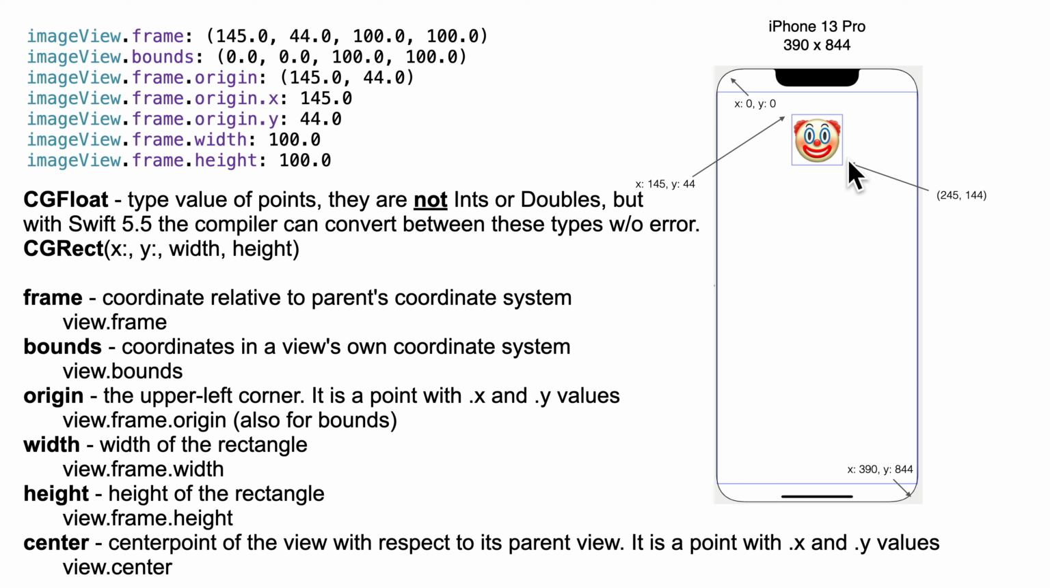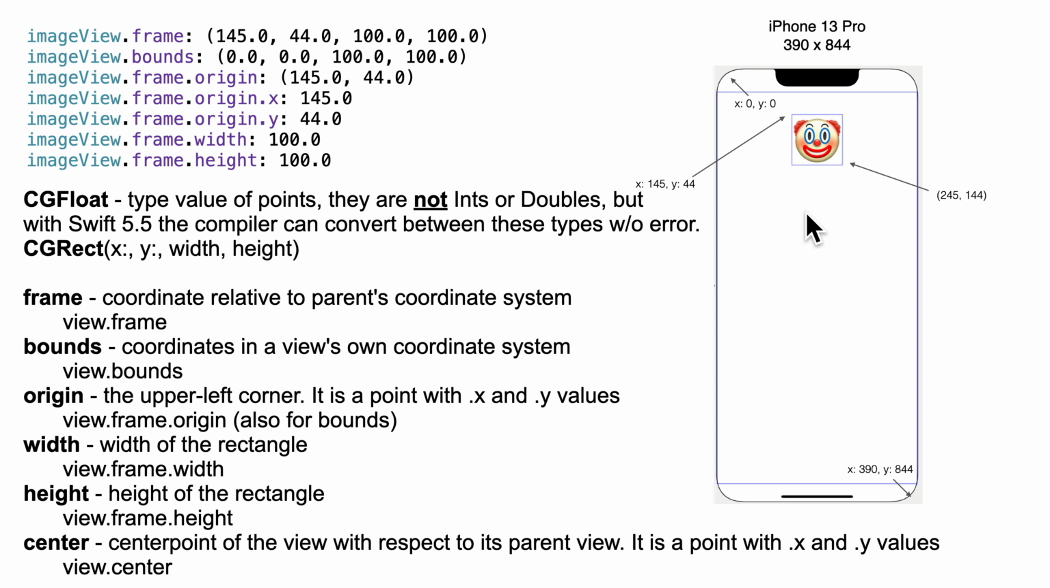Now there's also a bounds rectangle. That's the coordinates of the view within its own coordinate system. So the bounds of any particular object usually has an X and a Y of 0, 0. And the width and the height of an object is typically the same whether we're looking at the frame or the bounds. Now each object also has a center, which is a center point, and that's also got an X and a Y value. That'll tell you where the midpoint of the object is with respect to its parent view.